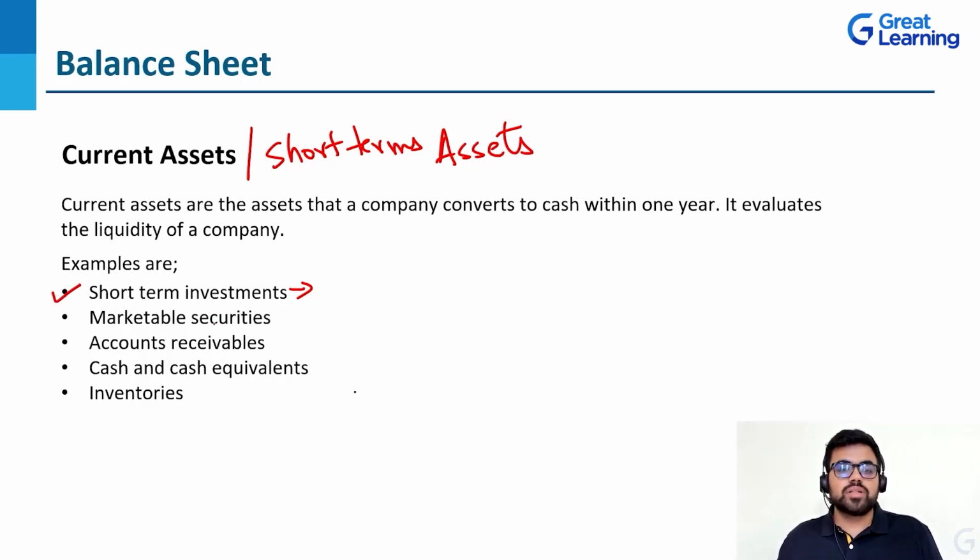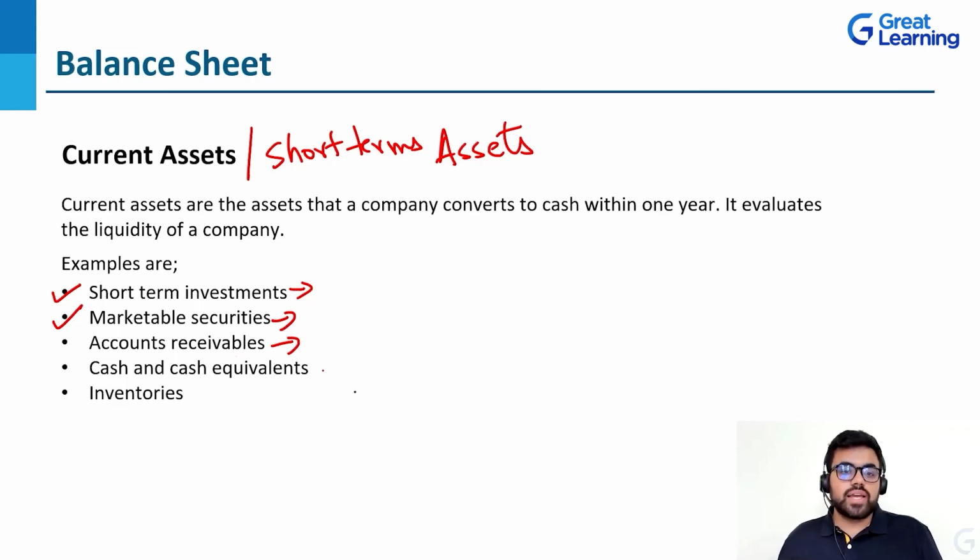Second would be marketable securities. This would be a purchase of government bonds or corporate bonds that can be cashed out within a year. Next would be amount receivable. This would be where the company has given out loans to other organizations or business entities that would be repaid within a year with interest on it. So this would also come under current assets.